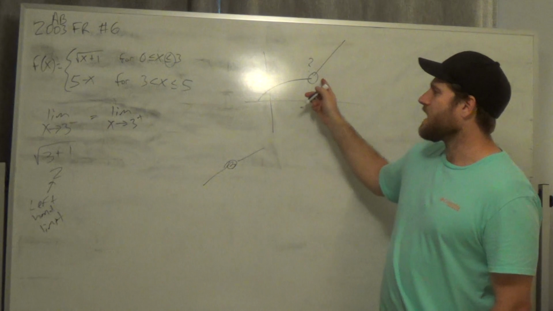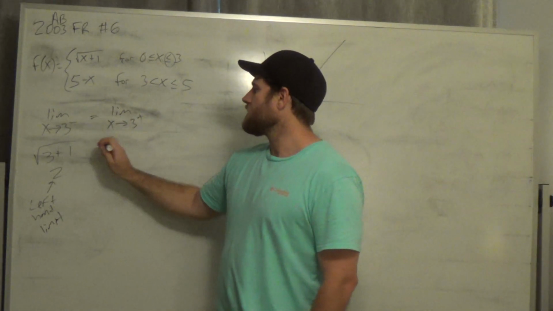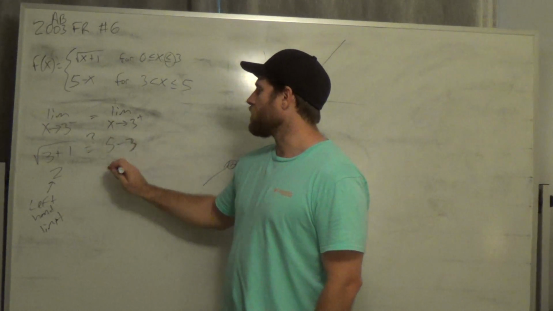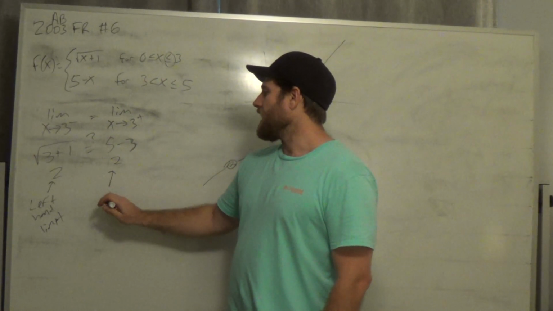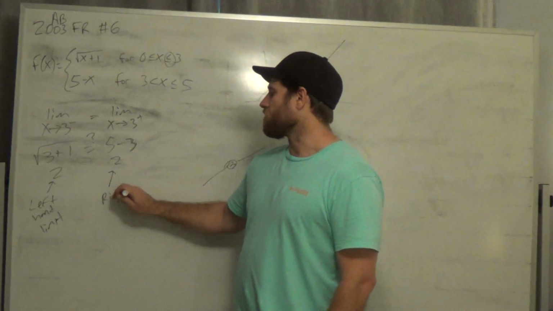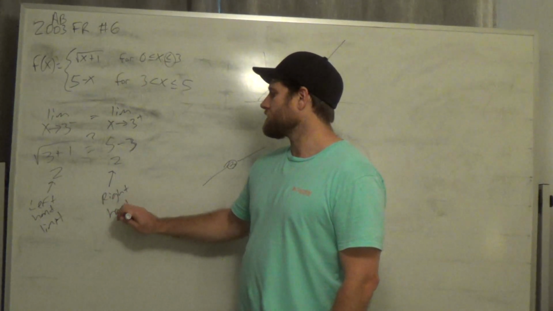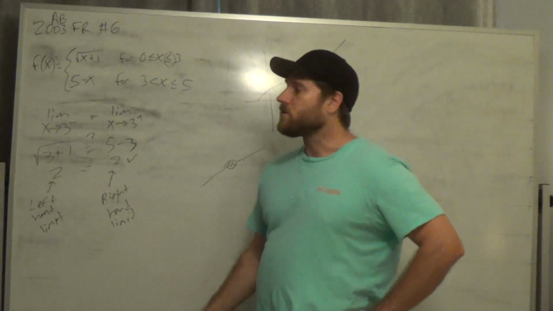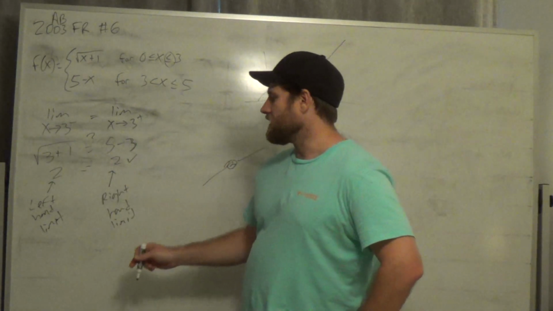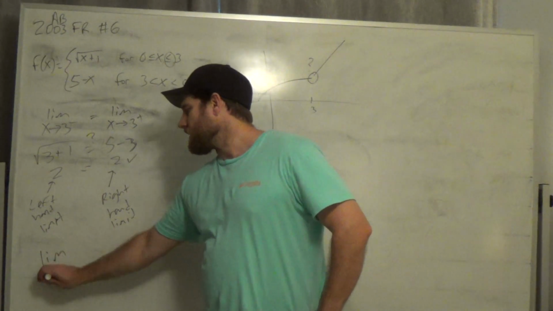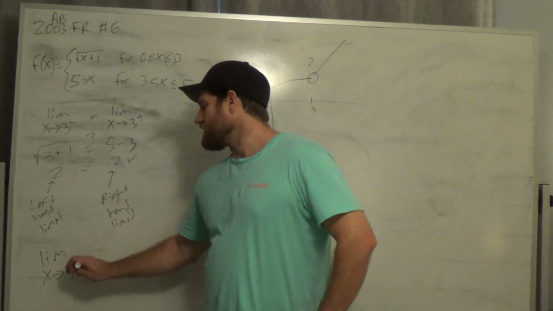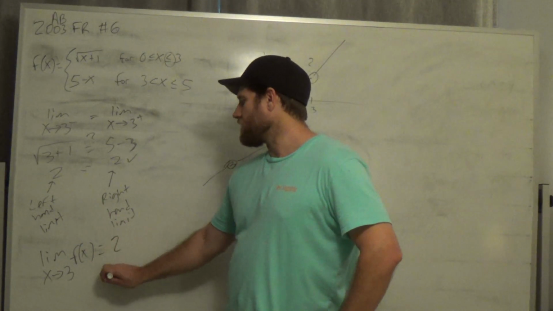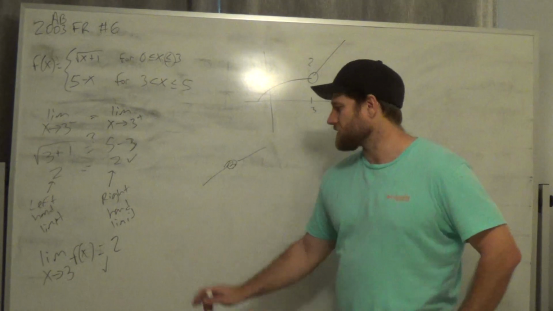From 3 to 5 is this line. So I'm going to plug a 3 into this one. 5 minus 3. And again, the question is, are they equal? And of course, you get 2 here. And that is your right-hand limit. And of course, they are equal. So the left-hand limit equals the right-hand limit. Therefore, there's a limit. The limit as x approaches 3 of f of x is 2. So there's a limit. Now remember, a limit doesn't mean it's continuous.